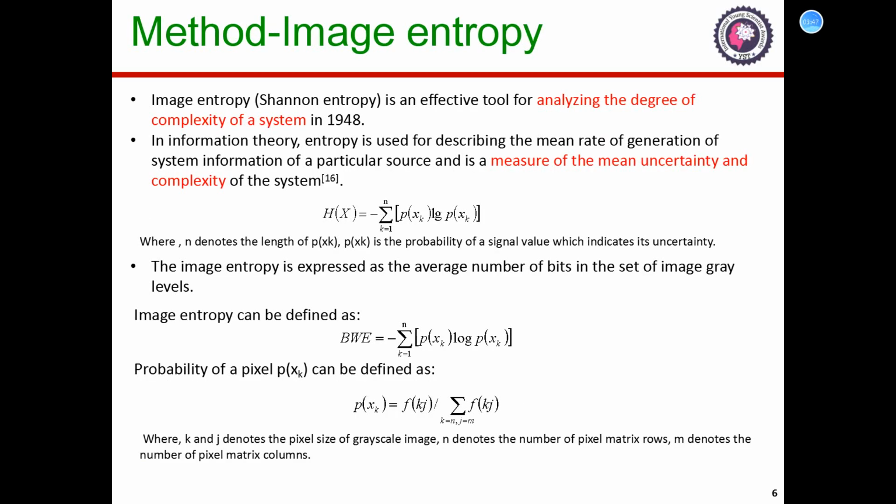And this part is the method of image entropy. In 1958, Shannon proposed a method to analyze the degree of complexity of a system, and he used this theory to measure the mean uncertainty and complexity of the system. So in this study, we introduced information theory into our research to evaluate the information of the pictures of the wet scrubber's bubble washing.